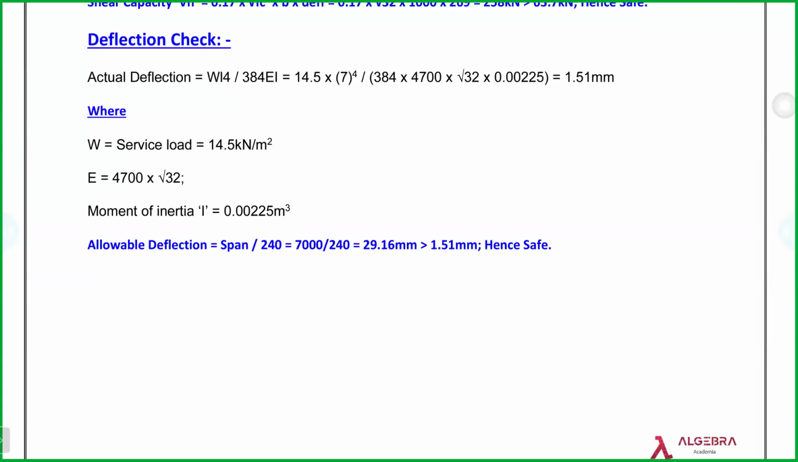Then moment of inertia is what actually, that is bd³ by 12. b is 1 meter, d is 300, correct? So which we got, 0.00225 m⁴. So we directly substitute this value, you're getting 1.51. What is the allowable deflection? Span by 240, correct? Which is 29.16.